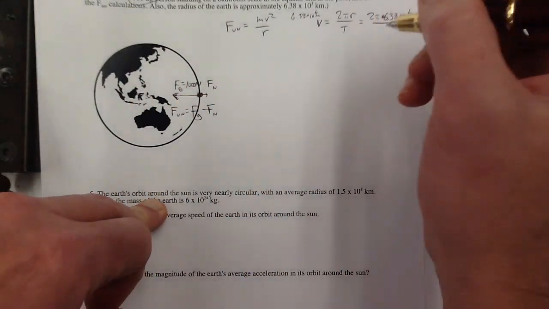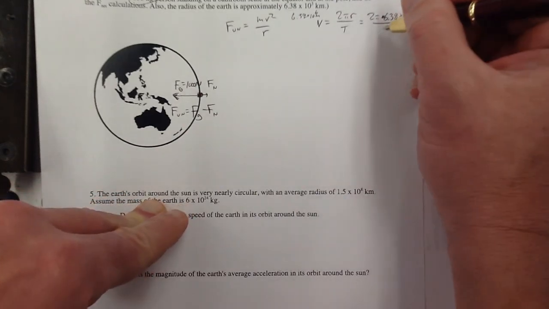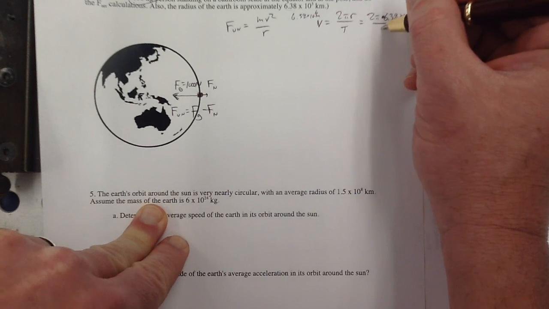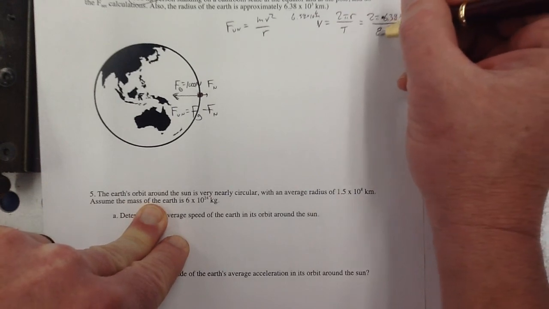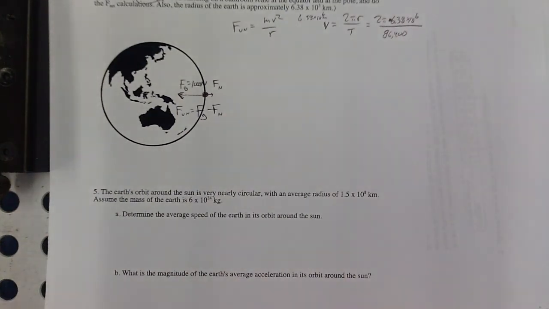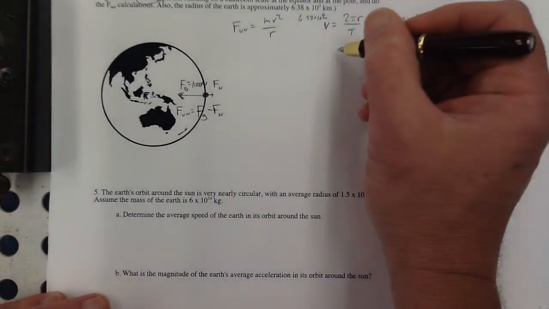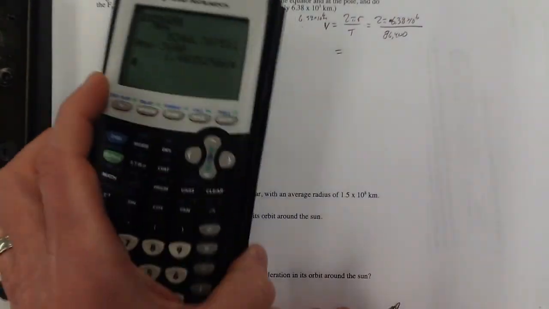And if I convert 1 day into seconds, because everything has to be in meters and seconds and kilograms, that's 86,400 seconds in 1 day. That's how long it takes them to go around their circle. So how fast is that person going?